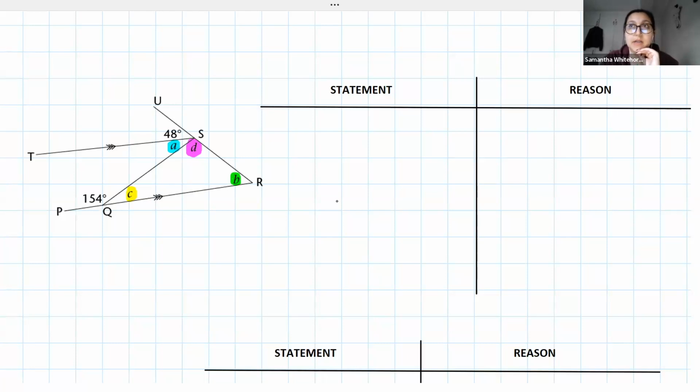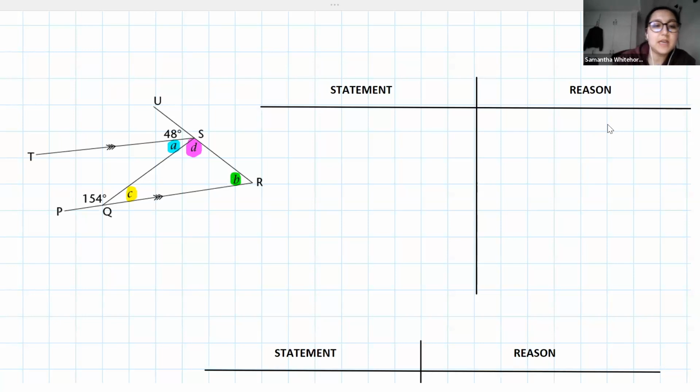Okay, right. Would anyone like to raise their hand to explain? You don't have to do all four, just one of them. Any of those angles? Anyone like to explain? Nice, Nkululeko. Hi, ma'am. Hi. Ma'am, I would like to do D. Okay, cool. Ma'am, D is equal to 48 degrees. The reason is vertically opposite angles.